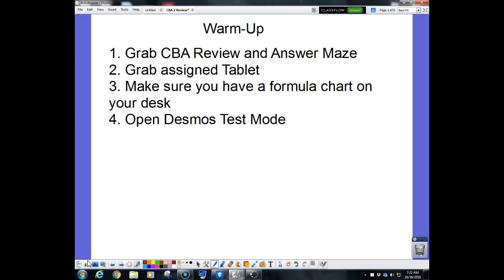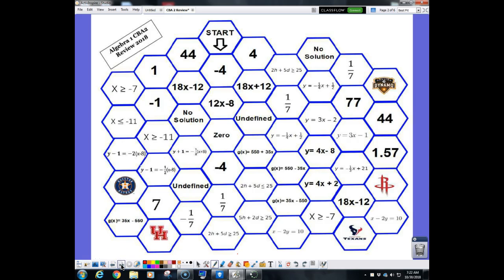All right, today I'm going to go over your CBA 2 review. You all got this little half sheet. This is your answer maze, I guess you could say. So you would start up here. For number one, one of these three is your answer choices. Does that make sense?